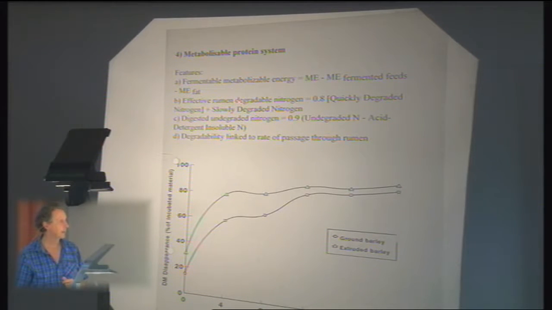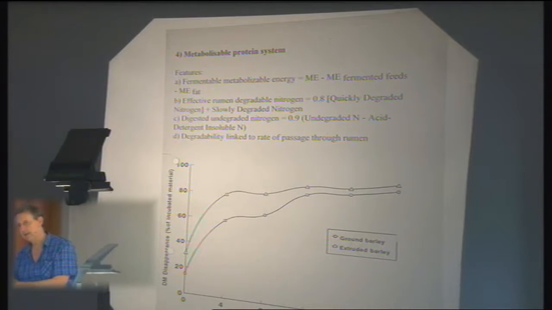And then it divides the rumen degradable nitrogen into a quickly and a slowly degraded fraction. And it says that of the quickly degraded nitrogen, only 80% of it is available. So some of the rest of it is wasted. There's too much nitrogen. Then it includes a calculation of the digested undegraded nitrogen. So this is nitrogen which is not degraded in the rumen, but it is degraded in the small intestine. So this has to be added as well.